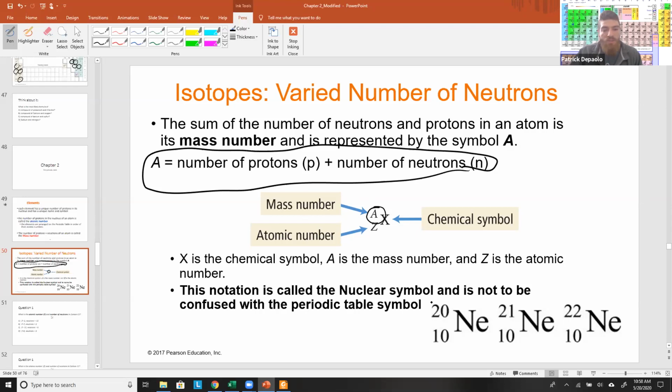And for neon, here are your 3 isotopes of neon, and they all have the same number of protons because it's 10. And then the mass number varies based on the number of neutrons, increasing from 20 to 21 to 22. And then your chemical symbol is there. The reason why I like this notation is because to figure out the neutrons, all you have to do is subtract. You take the symbol and literally just set it up as a subtraction, and you get 10, 11, 12. And that's the neutrons. So that's a cool little trick to figure out the neutrons from the nuclear symbol.